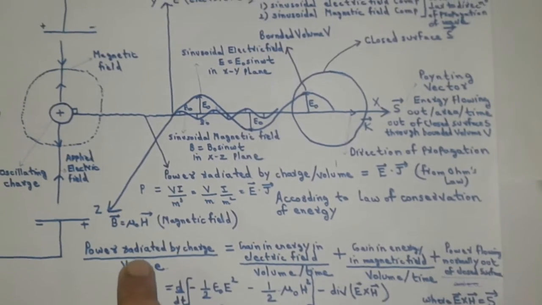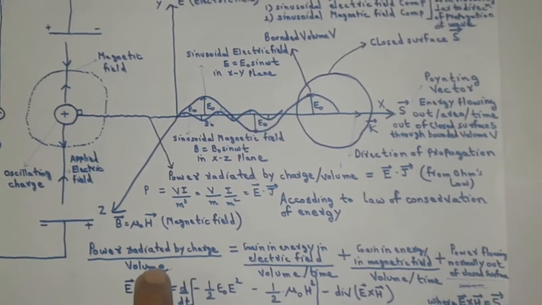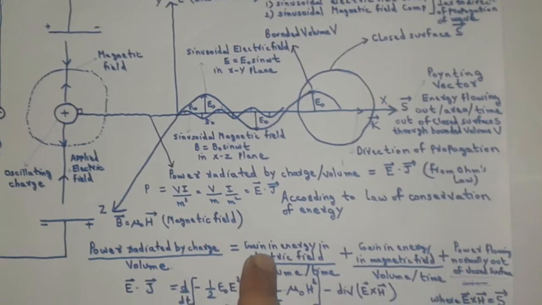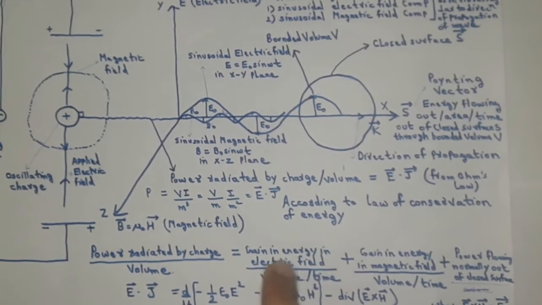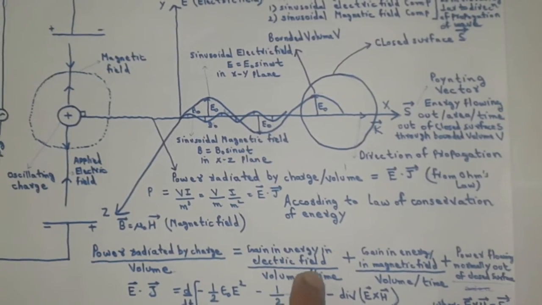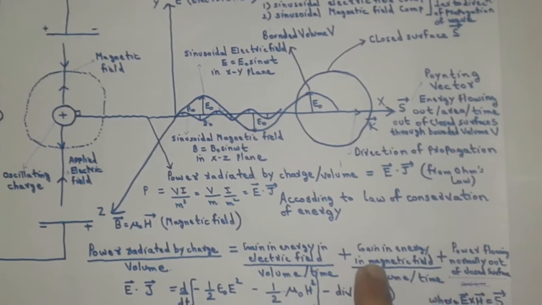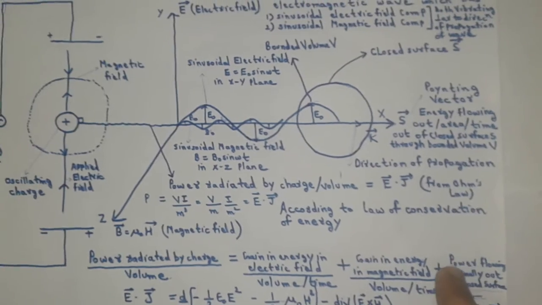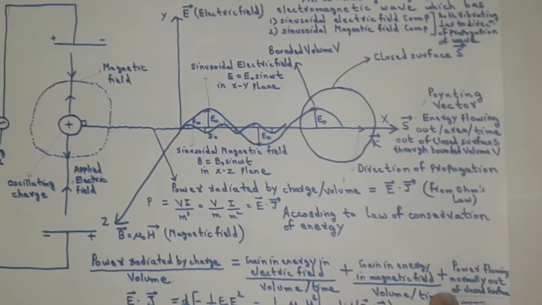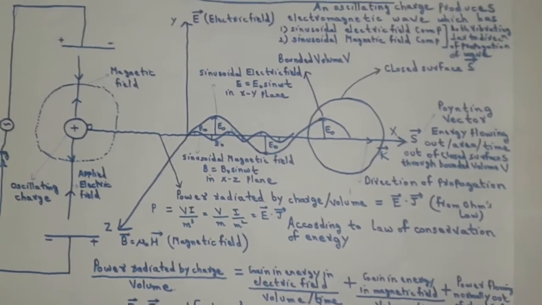The power radiated by charge per unit volume is equal to the gain in energy in electric field per unit volume per unit time, plus the gain in energy in magnetic field per unit volume per unit time, plus the power flowing normally out of the closed surface.